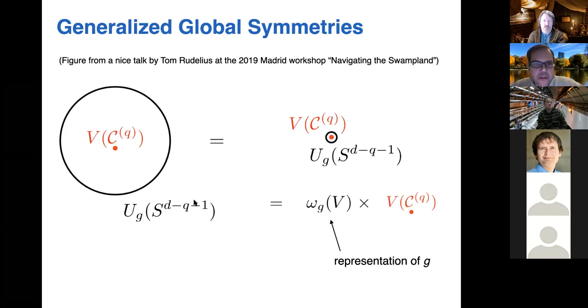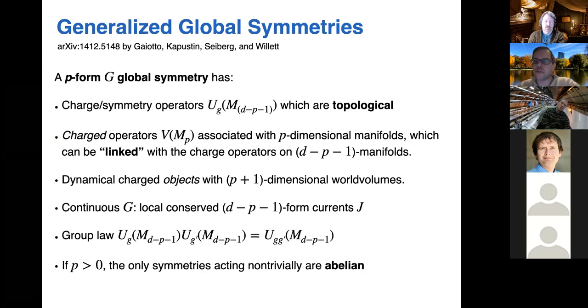And what happens with these symmetries is if you shrink that symmetry operator down around the place where you inserted the charged operator, if it's U(1), you can just multiply by a phase, but more generally, you multiply by some representation of whatever your global symmetry group is. And this is the basic idea of generalized global symmetries. It was introduced about 6 years ago by Gaiotto and collaborators.